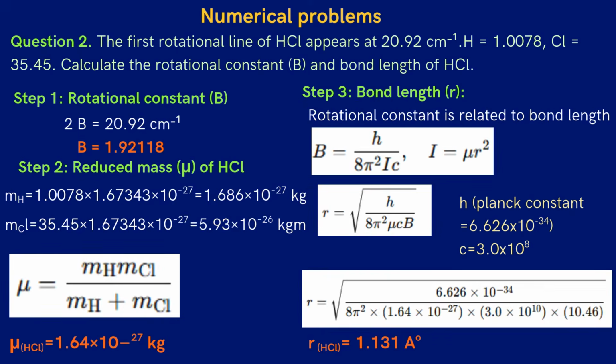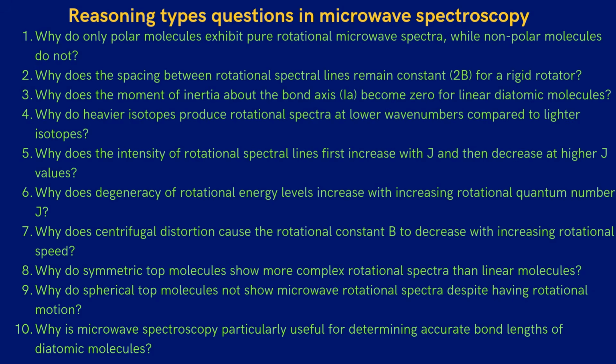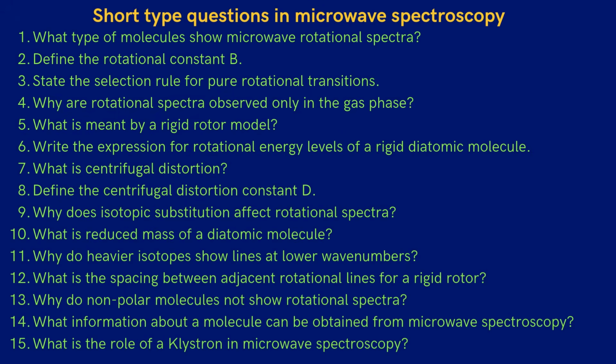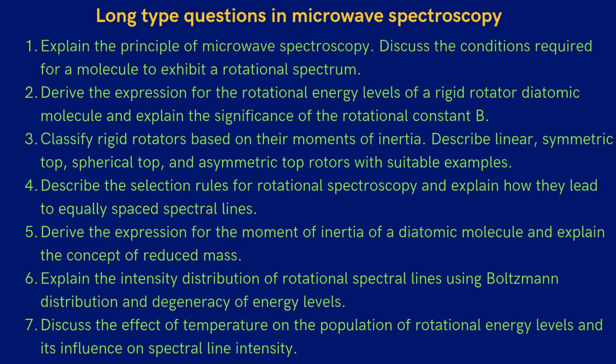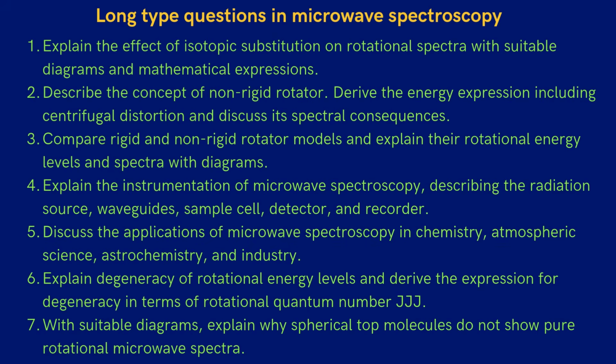Here is another similar question for determination of rotational constant B, reduced mass and bond length r of HCl, which is calculated in 3 easy steps, shown here. Let us see some reasoning type questions from microwave spectroscopy. Can we solve? Here are some more short type questions. Here are some long answer type questions. Here are some more long answer type questions.